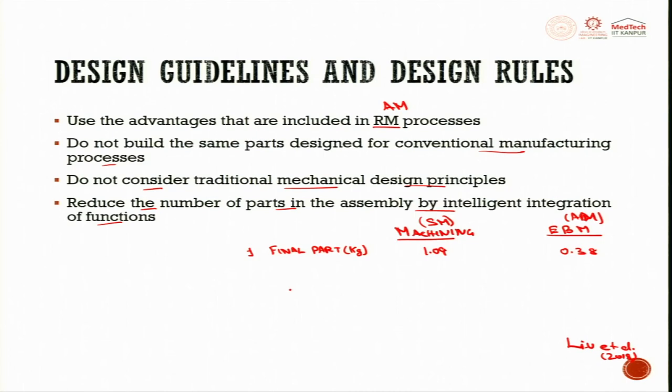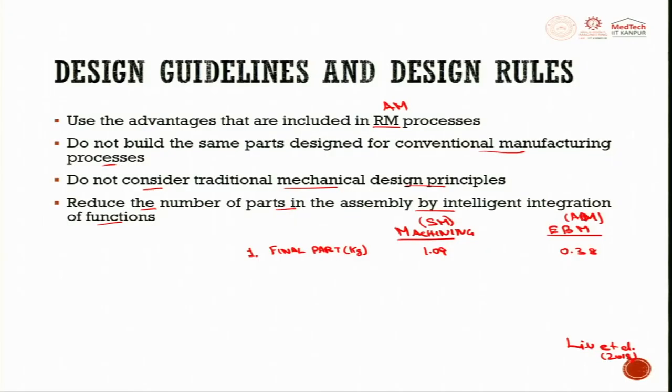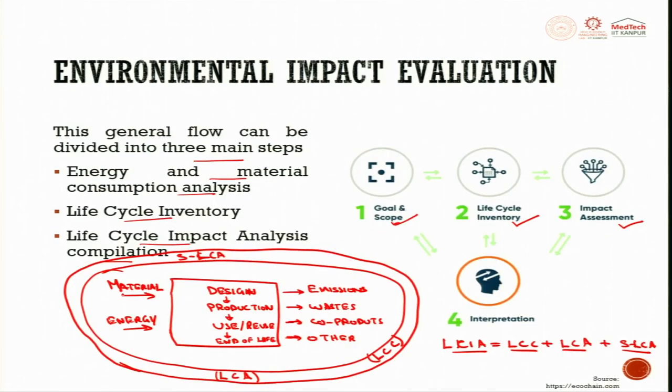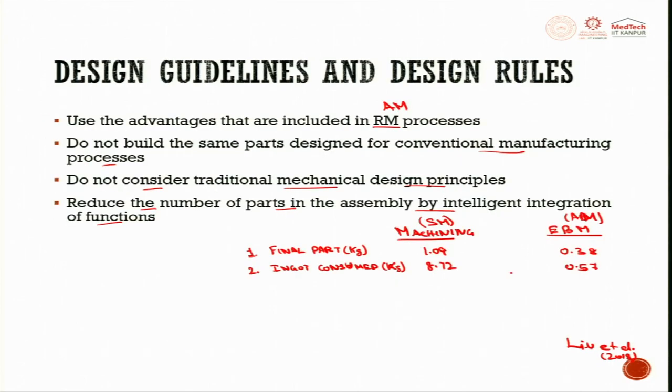So let us also see the ingot that they have taken, the weight of that. The more shocking data we will have when we see the weight of the raw material. This is 1/3 of the output product that we have got. But the input material, that is the ingot consumed, again in kg, was 8.72 kgs in machining and 0.57 kg only in electron beam processes, that is additive manufacturing. Now, there are majorly two inputs here, material and energy. From the material viewpoint, additive manufacturing wins. It is about 20 times the weight of the additive manufacturing that subtractive manufacturing is consuming.